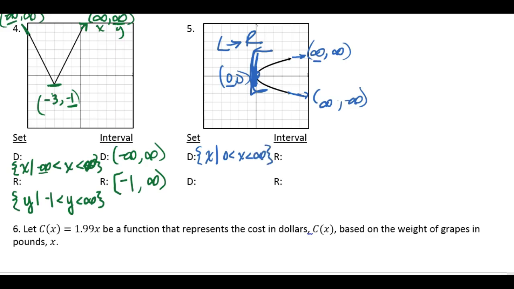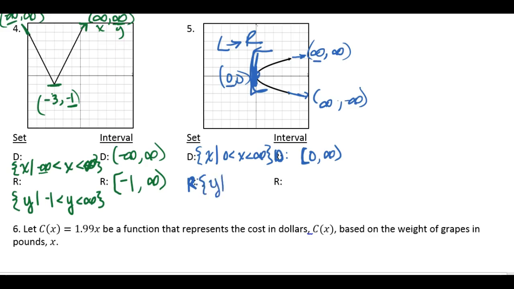In interval notation, this should be a D. It would look like this. It would say there's a bracket because it does exist at 0, and it goes to positive infinity. And this should say R for range. Set notation for range would look like this.